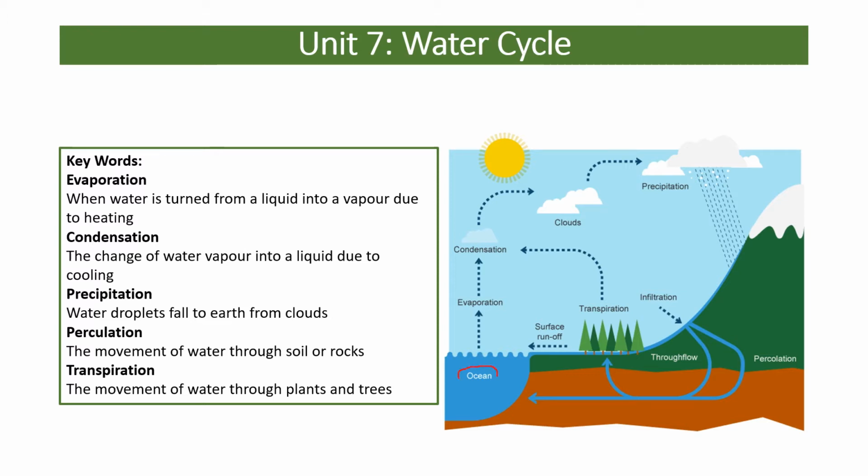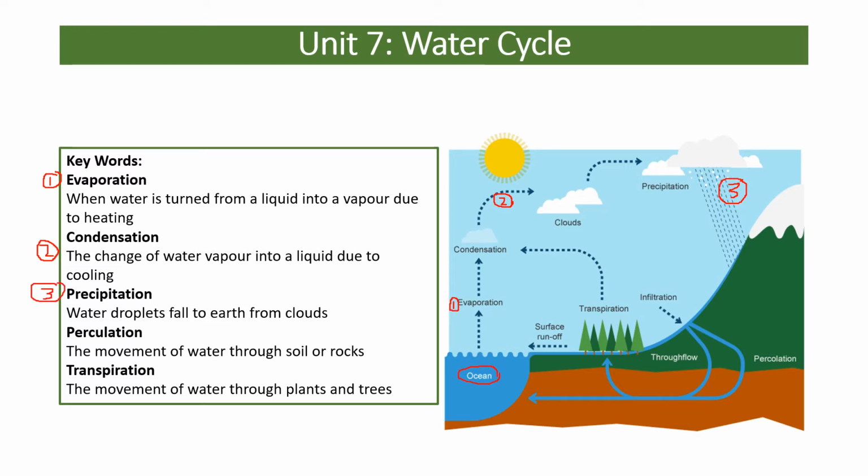So if we start in the oceans, the first thing that happens is the water in the ocean evaporates. So the heat from the sun warms up the ocean, and that water is turned to steam or water vapor due to heating and the energy there. That water then cools down and condenses back into water droplets, into liquid, as it cools down in the clouds as it goes across the land. And then at some point, the water droplets get too heavy, and they drop down to Earth during precipitation. So rain is precipitation.